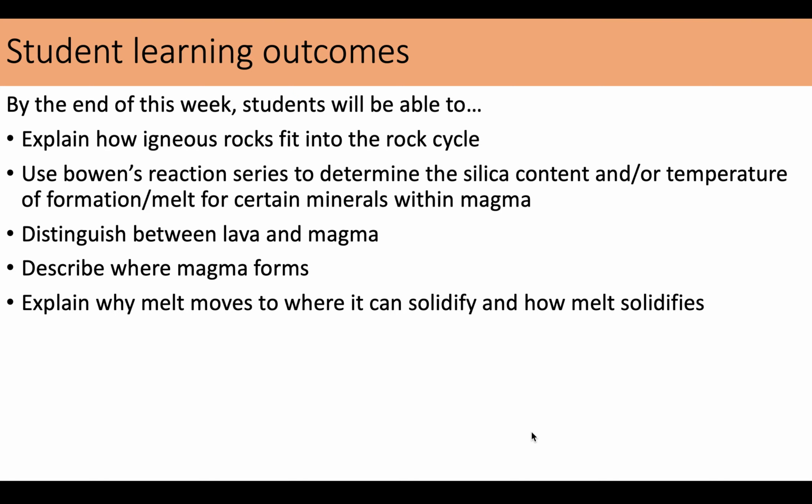So for this first video, we're going to go over igneous rocks and how they fit into our rock cycle. We'll also learn about Bowen's reaction series to determine silica content of different magma, or temperature of formation and melt of magma, depending on what the magma is made of. We'll look at the difference between lava and magma, describe where magma forms, and also talk about melt, why melt can move, and how it solidifies where it does.